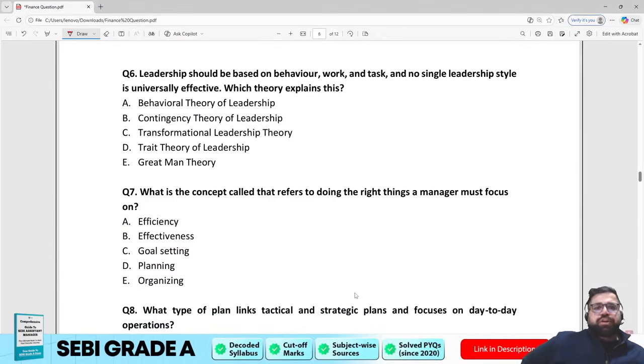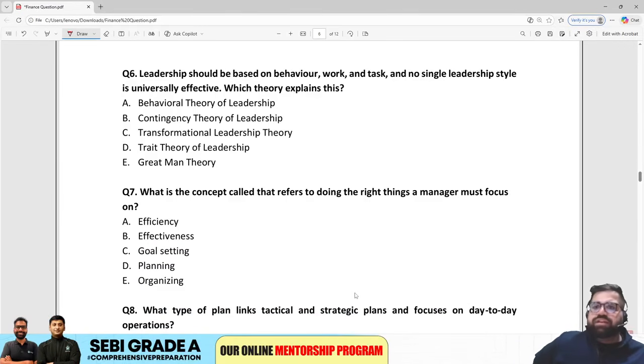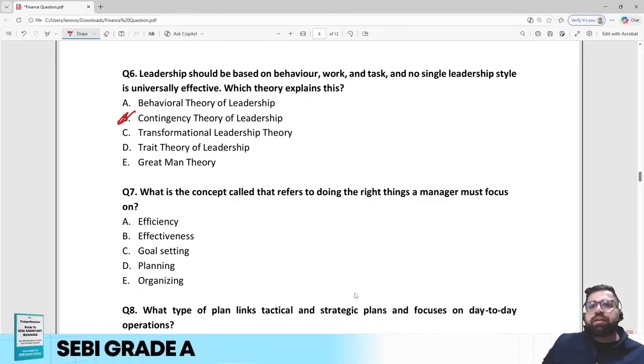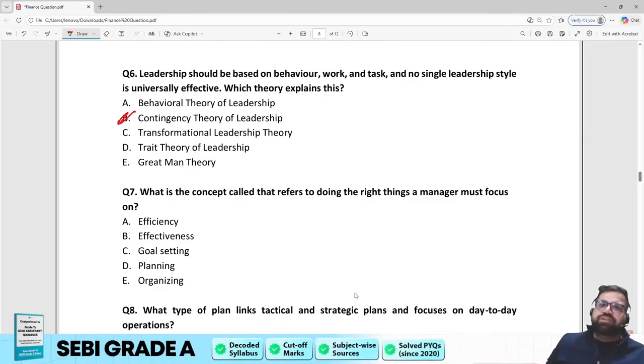Leadership should be based on behavior, work and task, and no single leadership style is universally effective. Which theory explains this? Behavior, contingency, transformational, trait, or great man theory? The correct answer will be contingency, because contingency theory of leadership is based on this only, that there is no one best leadership style. You have to adapt to the situation and then choose the leadership style accordingly.